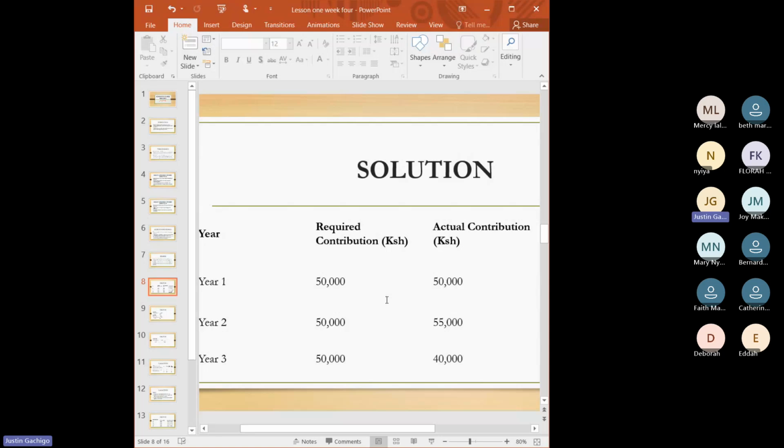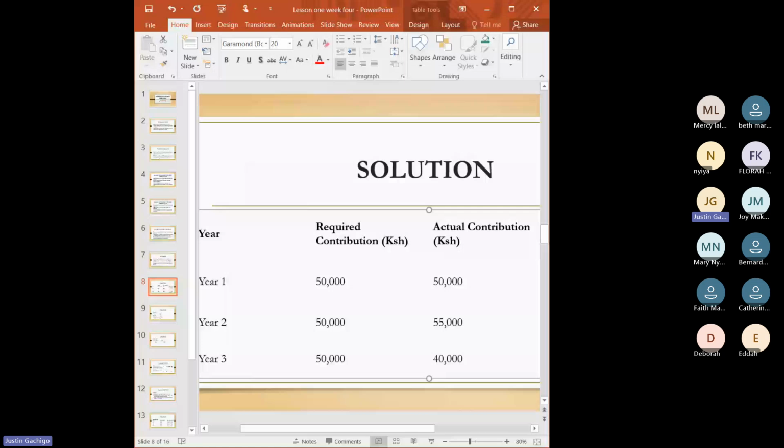In year 3, we are required to contribute 50,000, but we contributed only 40 instead of 50. So we did not pay what was required. In this case, you debit pension expense with 50,000, then you credit cash with 40, and you credit pension liability with 10, so that the entry can be complete.